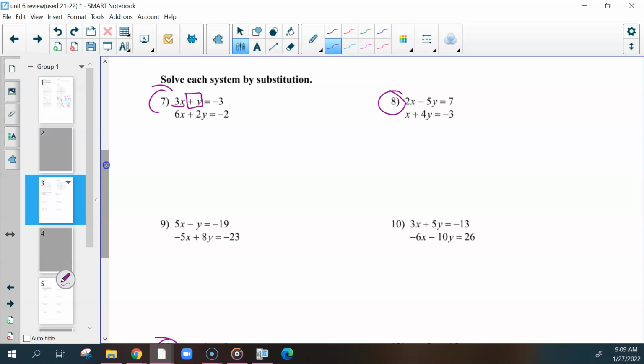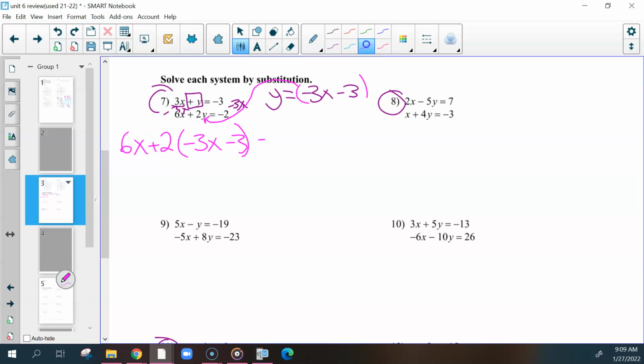So for this, I'm going to subtract 3x on both sides to get y equals negative 3x minus 3. Now we have an equation that is solved for y, so we can take this equation and substitute it into the other one, where y is. So this would become 6x plus 2 times our negative 3x minus 3 equals negative 2.